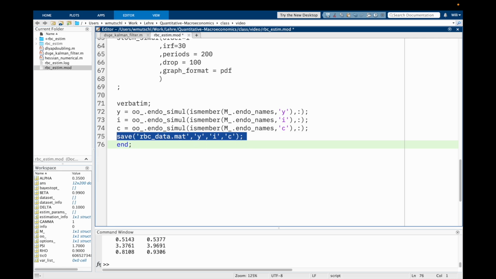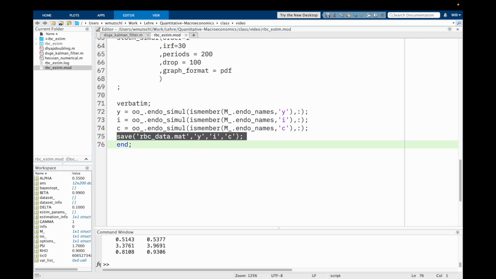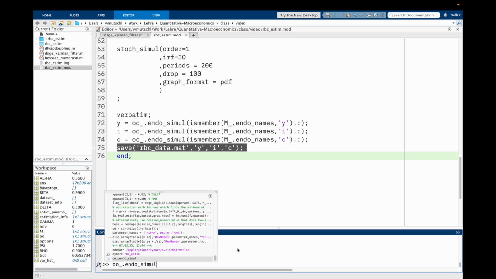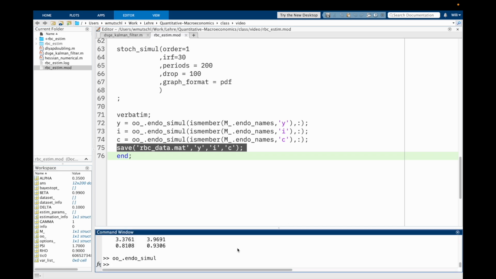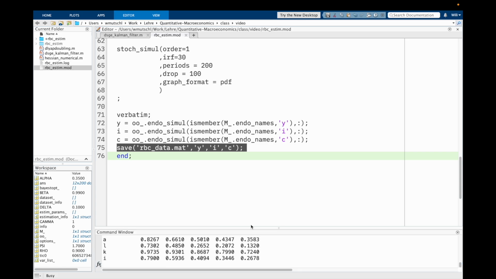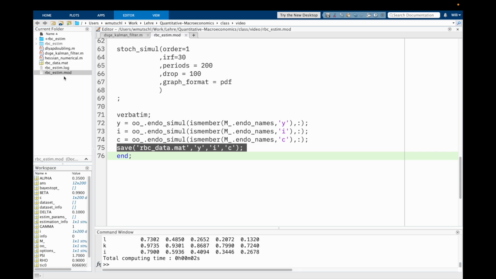So I have a file that I can use. Okay, now let me run this and you will find a MAT file that has 200 observations for these variables. Great.